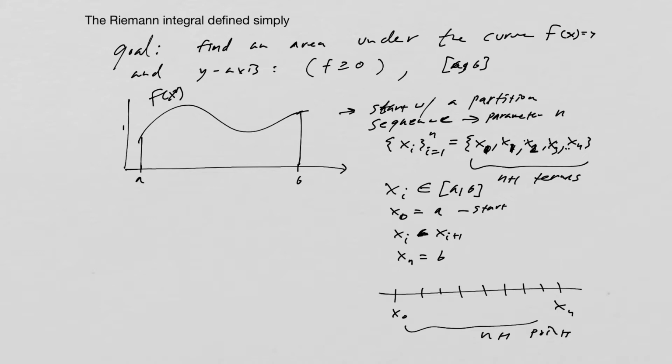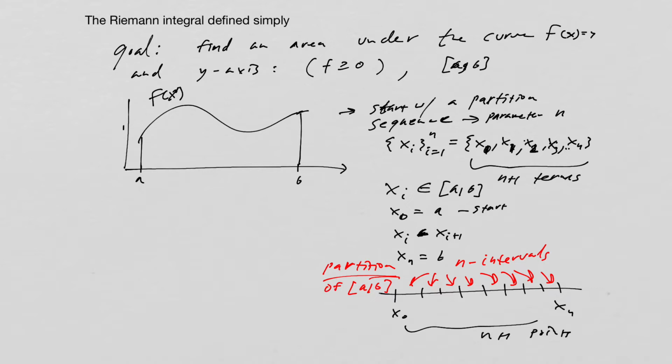And if I look at all the intervals in between the points, we have n intervals. And that's why we call it a partition. It's a partition of a to b, meaning that we've broken up that interval into those pieces.